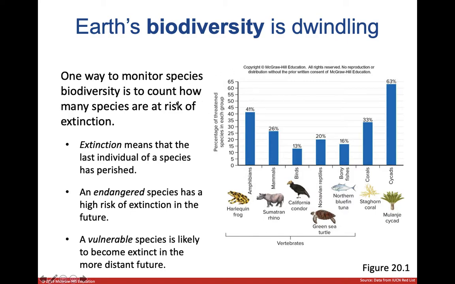So how do we measure all of this stuff? Well, as I mentioned, you count the number of species that are found in a particular area. And as the number of species in that area starts to go down, you know you have a problem. One of the ways that you can measure species diversity is to look at animals that are extinct in a particular area or animals that are at risk of going extinct.